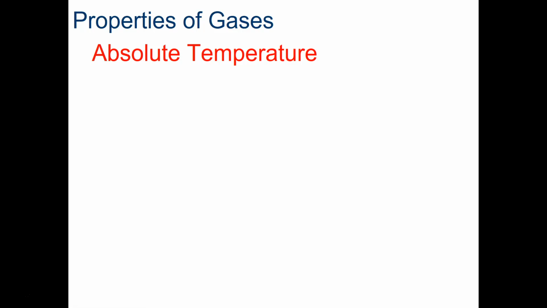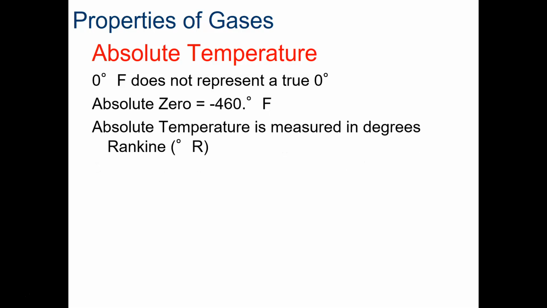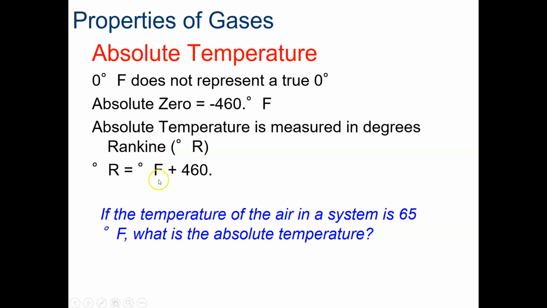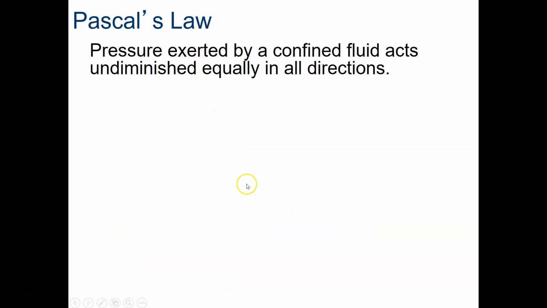Also, we're looking at absolute temperature. Absolute temperature is measured in degrees Rankine. Okay, so that's going to be not Fahrenheit, not Celsius. It's a different temperature scale. And Rankine is simply the Fahrenheit temperature plus 460. Okay, so if the temperature of the air in a system is 65 degrees Fahrenheit, the absolute temperature would be 525 degrees Rankine. So we want to take the 65 degrees Fahrenheit, add 460 to it, and that gives us the absolute temperature. So in order to do these calculations, we are going to need to know absolute pressure, absolute temperature, and that will then allow us to calculate some things.